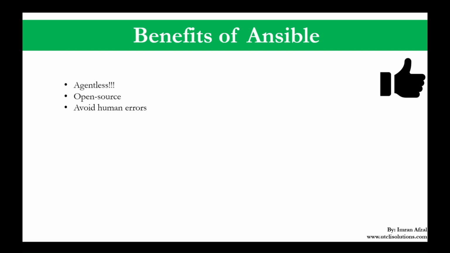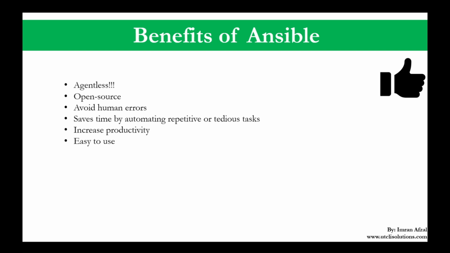You don't have to make a mistake. There won't be a chance of human errors. So, of course, when you are automating tasks, what is it doing for you? It is saving you time. And once your time is saved, what happens? It increases your productivity. You could focus on other projects in your organization and let Ansible do these repetitive, boring, tedious tasks for you. Easy to use?